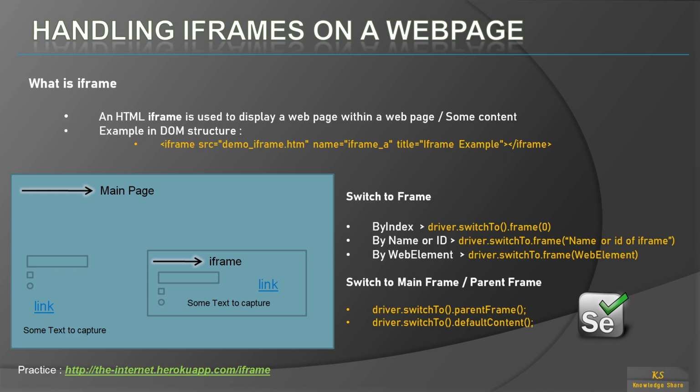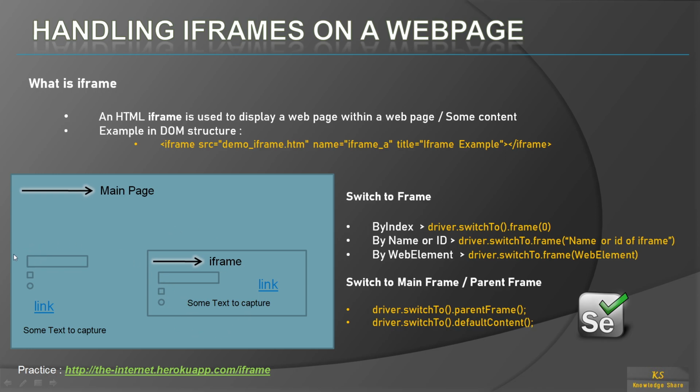So coming to iframes, it's an HTML block on a web page which will have another web page or some different content which will link to the other page source. Okay, so how to identify if your web element is present on a main page or an iframe? For example, if you look at this picture, this is a main page when you launch the application, and inside the main page you will have an iframe.